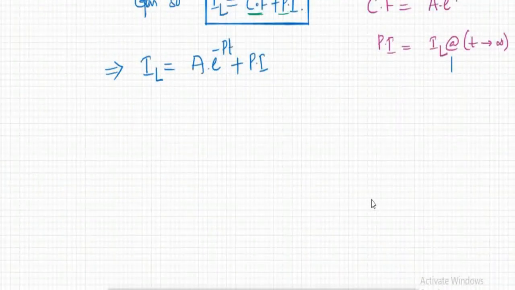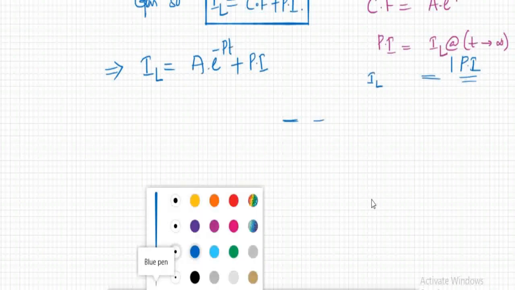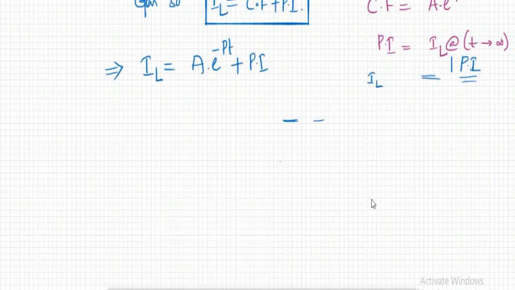So IL equal to A into e power minus pt plus the particular integral. Here the particular integral is nothing but the value of the inductor current at time t tends to infinity. I have already told you the particular integral is nothing but the value at steady state. So the current through the RL circuit at steady state is the particular integral.